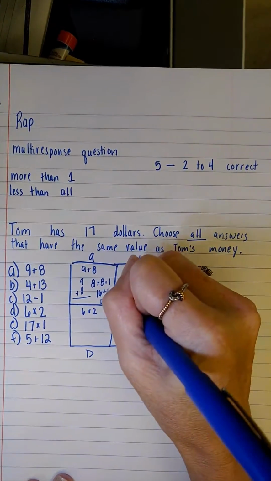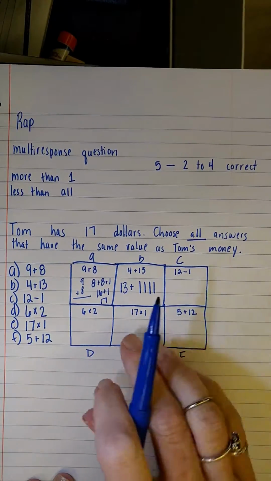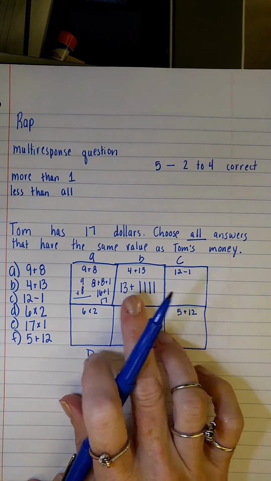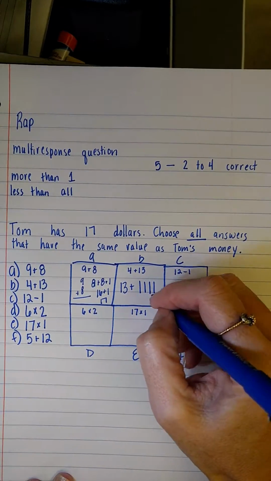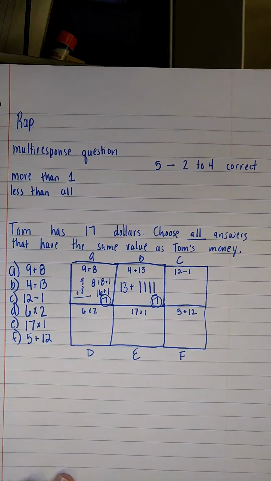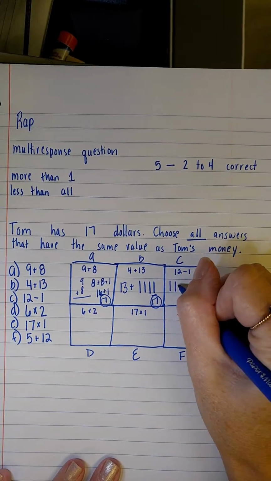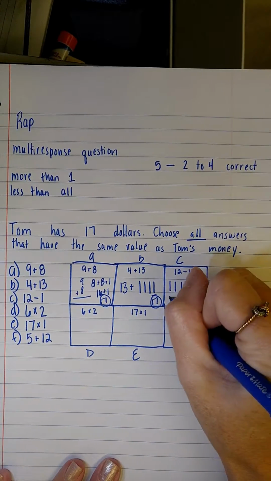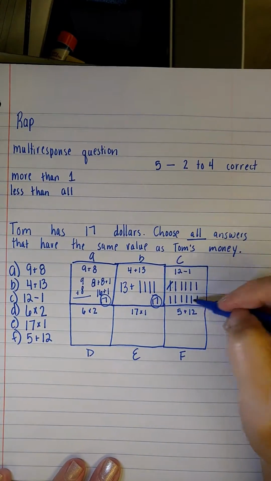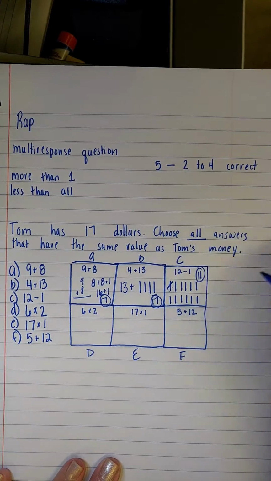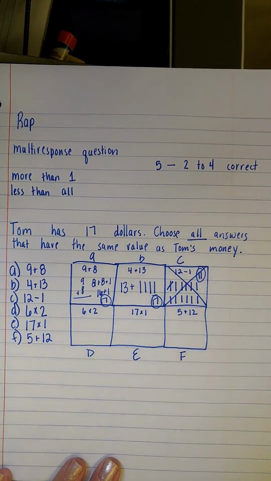Here I have 13 plus 4. So I'm going to do 1, 2, 3, 4. This is a strategy. Put the big number in your head and count up. 13, 14, 15, 16, 17. Also 17, so I'm not going to X out that box. Here's my next one, 12 minus 1. 1, 2, 3, 4, 5, 6, 7, 8, 9, 10, 11, 12. Minus 1, that leaves me with 11. This particular answer is incorrect, so I will X out the box.